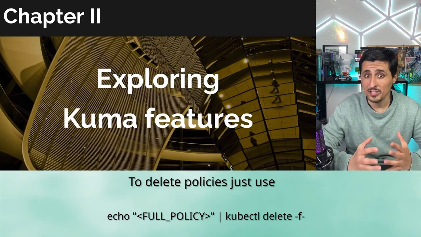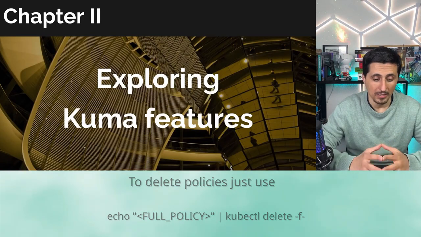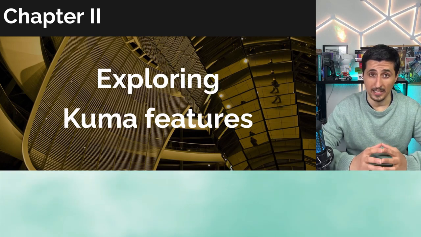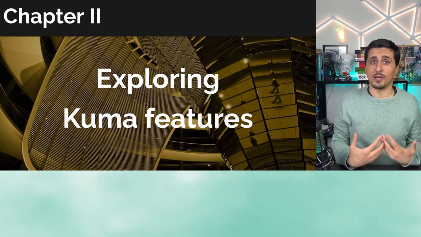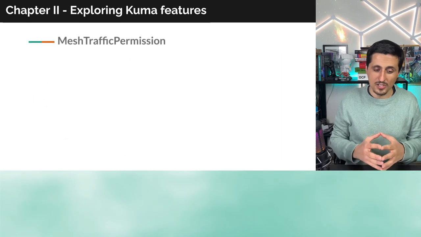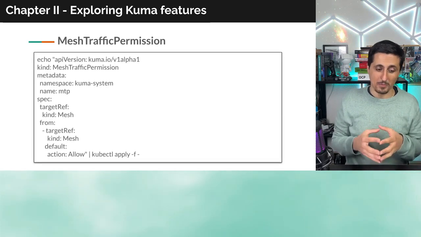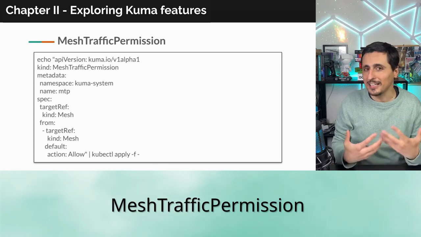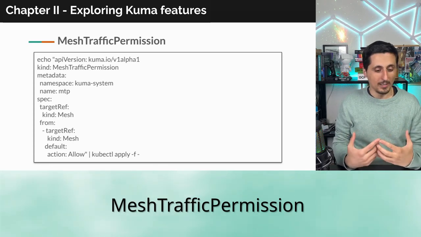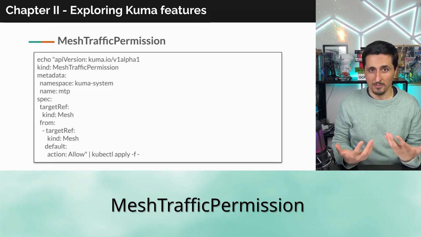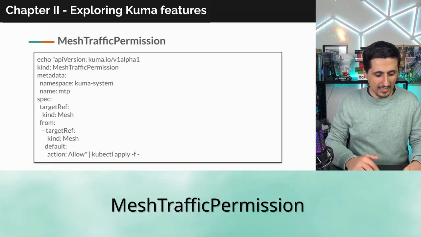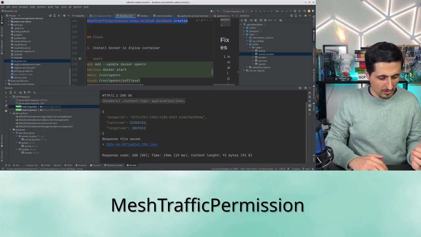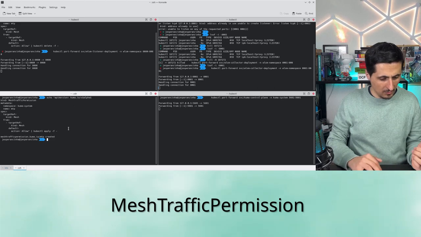We are now entering chapter 2 of this video, which is about exploring the Kuma features for the cluster that we have just created. We have just seen slightly how the mesh traffic permission works. We were only able to apply it to our mesh. Let's revise that again in the command line. So let's go over here and see how we did that.